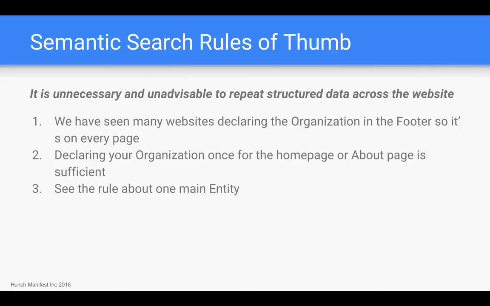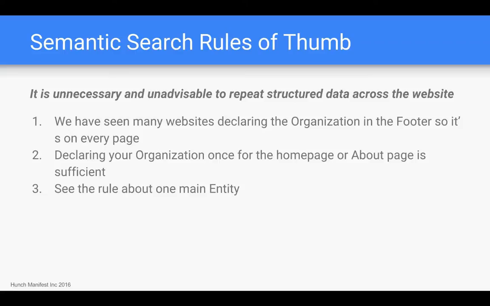It is unnecessary and unadvisable to repeat structured data across the website. We've seen many websites declaring the organization in the footer, so it's on every page. And while that might make sense, it conflicts with the first rule. So declaring your organization once, for the home page or the about page, is sufficient. Google understands that if you have that organization declared for the home page especially, everything else below that web page URL is a part of that organization.